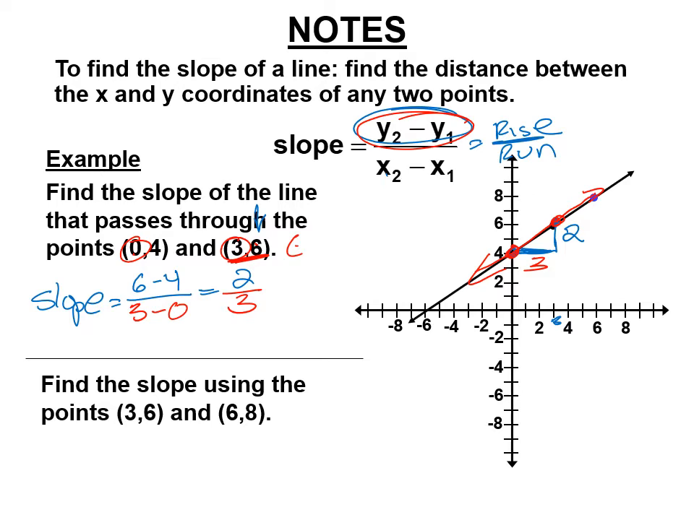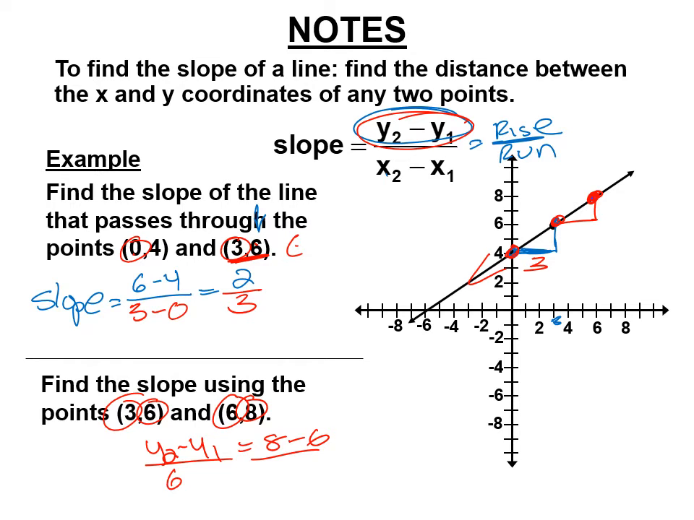All right, so let's try another one. We're going to subtract the x coordinate. So this is the point (6, 8). That's this point right here. And we're going to use the point (3, 6). So 8 minus 6, we're going to subtract our y coordinates. So 8 minus 6. We're going to subtract our x coordinates.